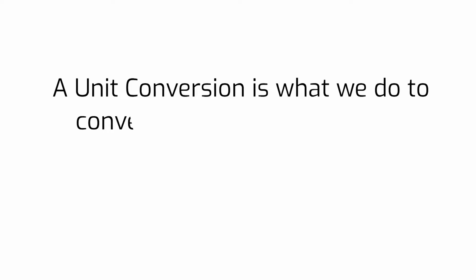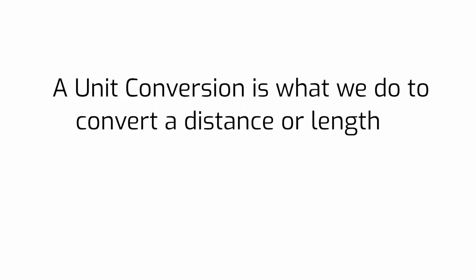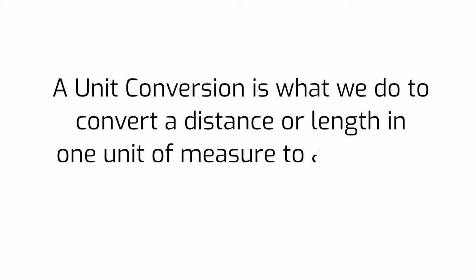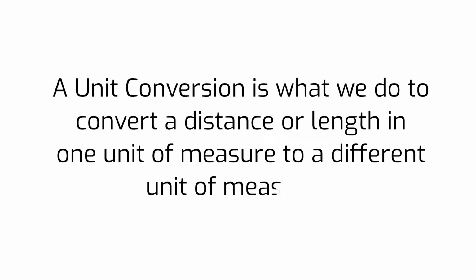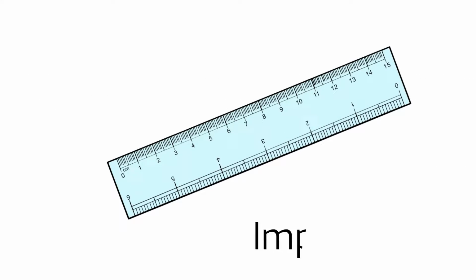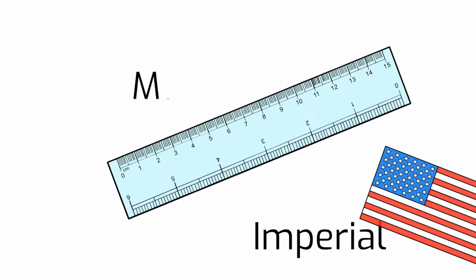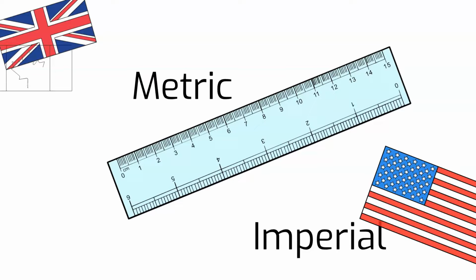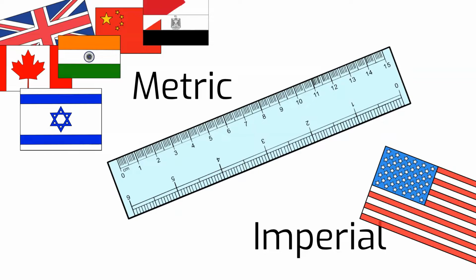A unit conversion is what we do to convert a distance or length in one unit of measure to a different unit of measure. This is really helpful when we aren't familiar with the meaning or actuality of the original unit. Let's say, for instance, we want to convert something from the US imperial system to the metric system, which is pretty much what everybody else uses.